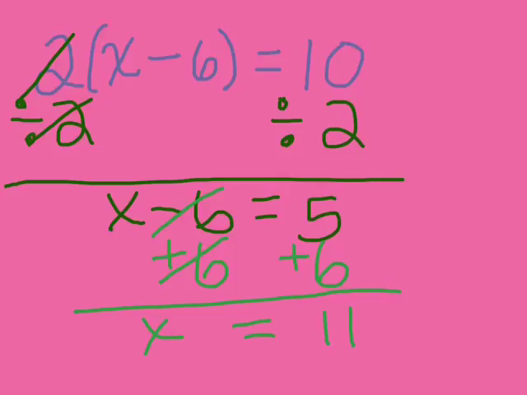So let's go ahead and do that. Let's do the check step here. If I do 2 times the quantity 11 minus 6, do I get 10? Well, what is 11 minus 6? 11 minus 6 is 5, and 5 times 2 is 10. Everything works out. Let's try another one.